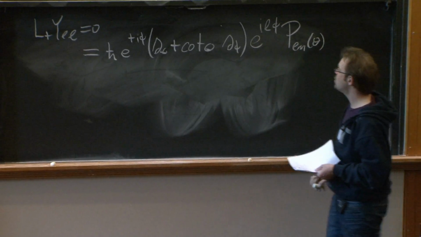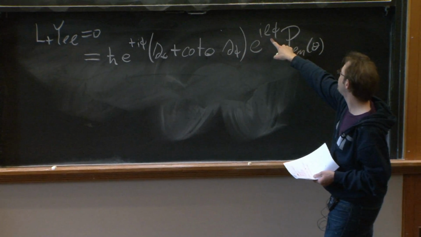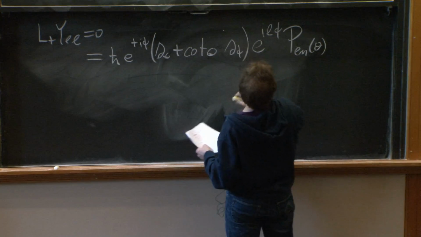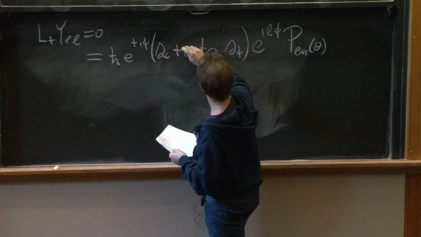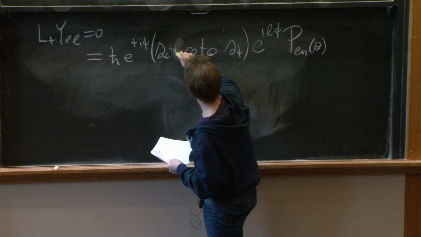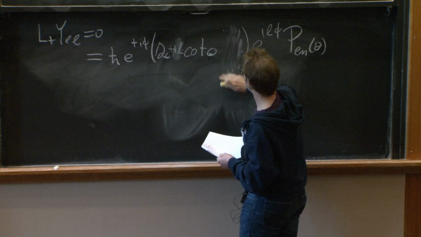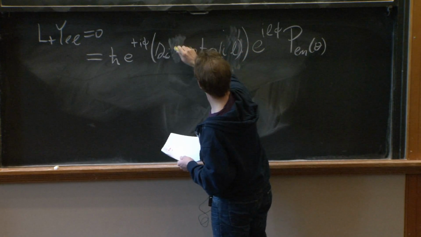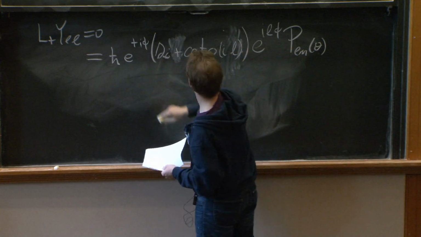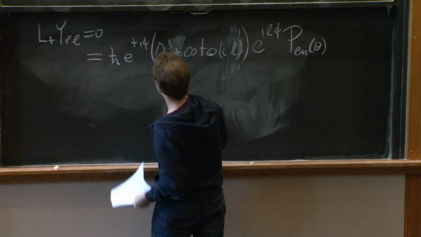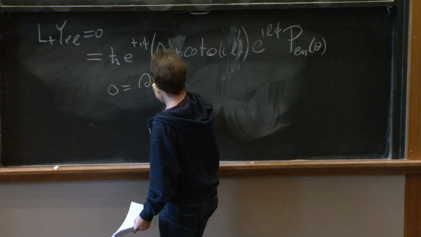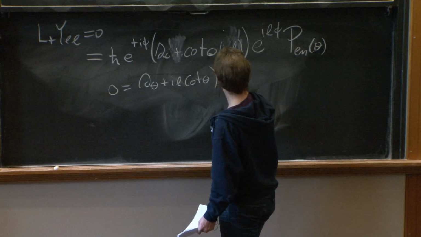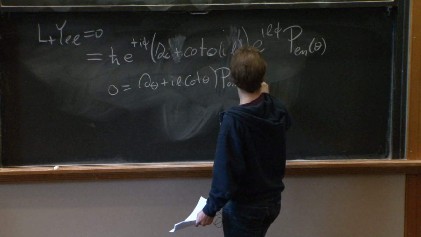Cool? So d/dφ on e^{iLφ}, there's no φ dependence here, it's just going to give us a factor of iL. So did I get the i? Yeah. So that's going to give us plus iL, no, d/dφ gives iL. And then this e^{iLφ} we can pull out. But this has to be equal to 0. So this says that 0 is equal to d/dθ plus iL cotangent θ P_Lm of θ.